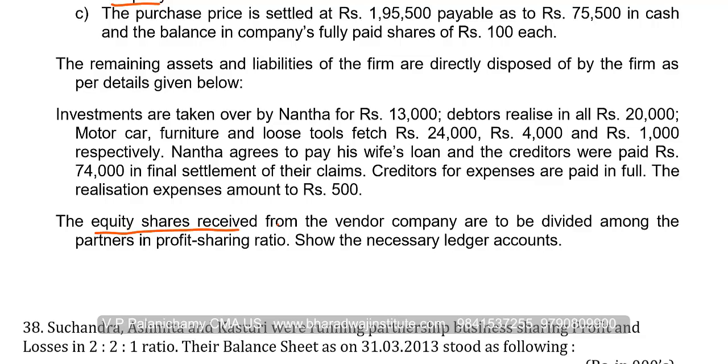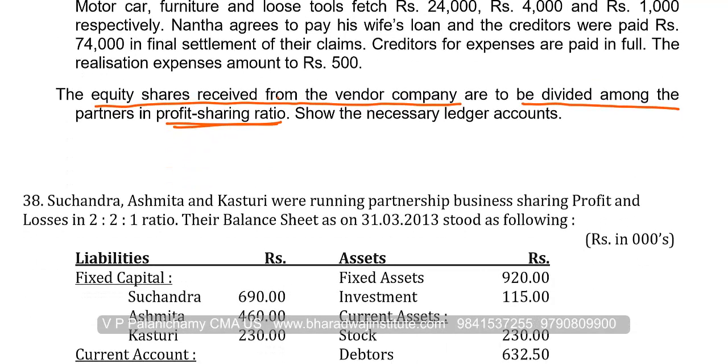Look at the last line, that is most important also. Equity shares received from the vendor company. Vendor company means the purchasing company. Ought to be divided amongst the partners in which ratio? Profit sharing ratio. So in this problem, they are going to share the equity shares in the profit sharing ratio.